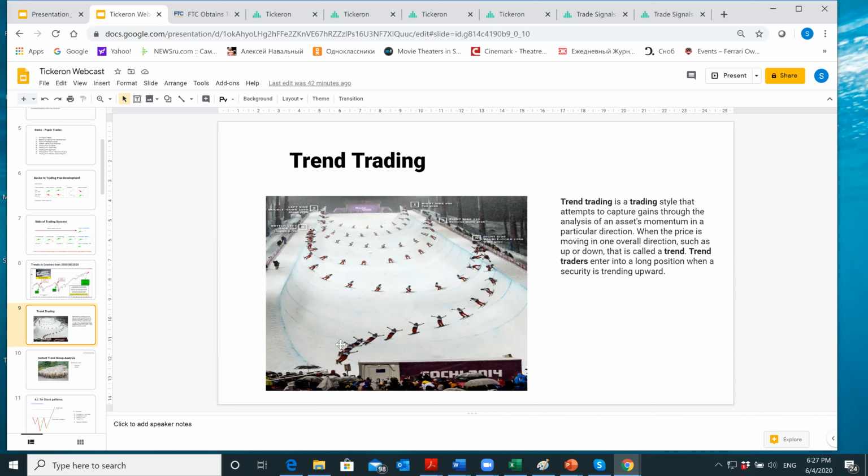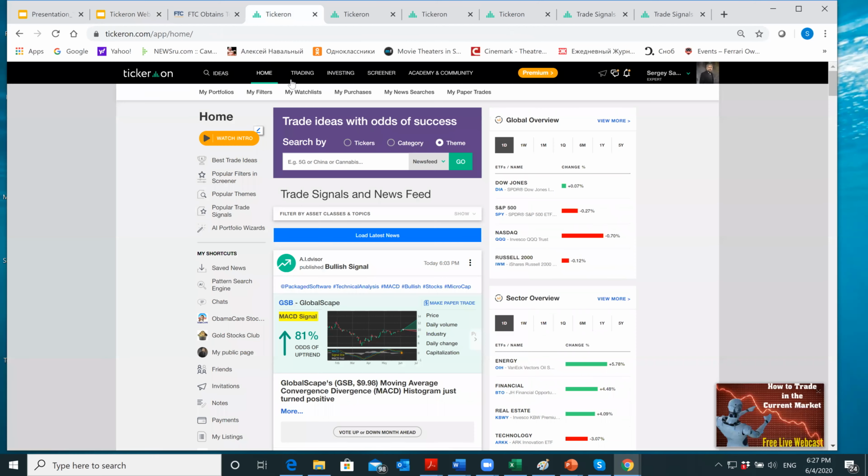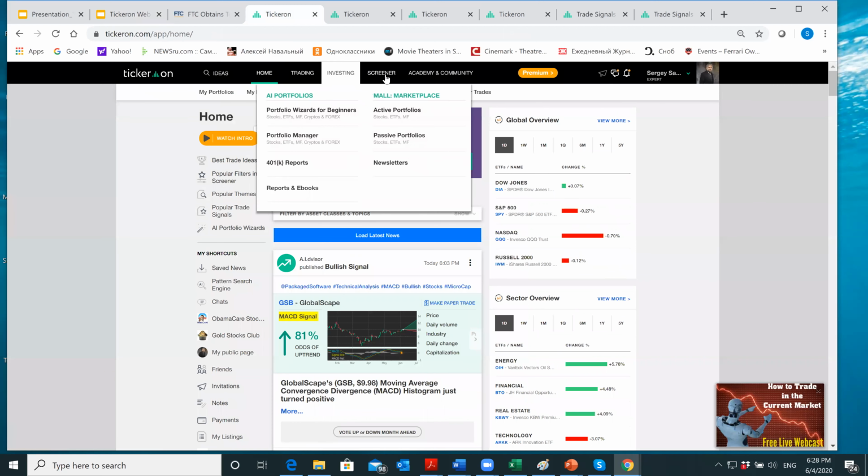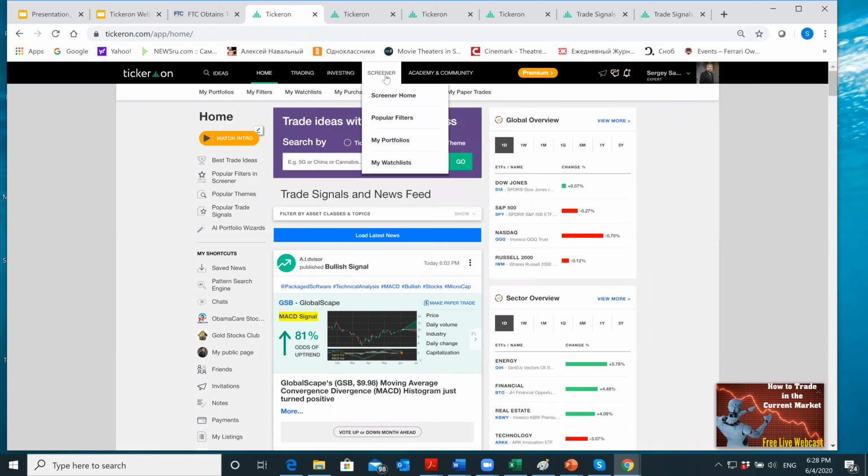Okay, so that's what trading versus investing means. We do have both opportunities. As you can see, this is a tool for trading, this is a tool for investing, and then a screener for both. And I will show you how to use them.